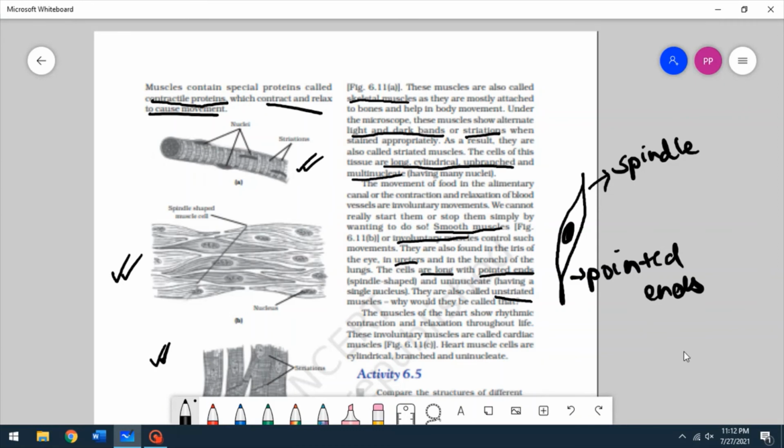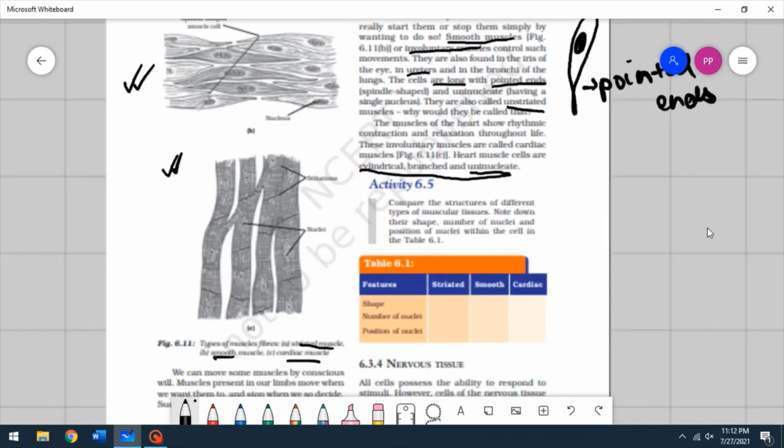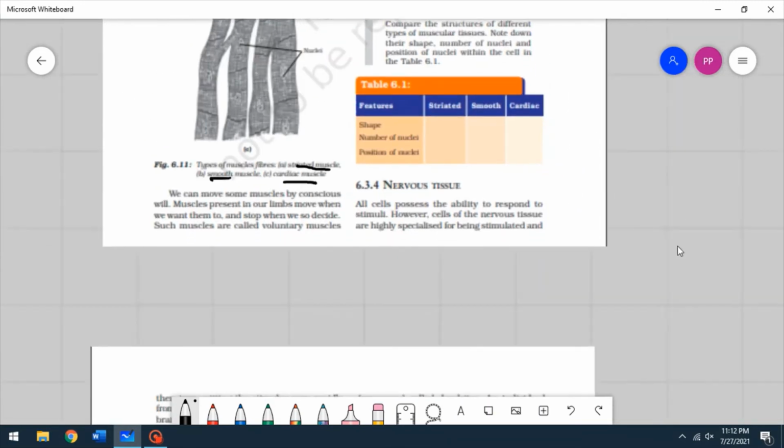So skeletal muscles, also known as striated muscles, control the voluntary actions. Smooth muscles, also known as unstriated muscles, control involuntary actions. And then we have the cardiac muscles that are cylindrical, branched, and uninucleate that control the heartbeat. Those are cardiac muscles. Alright, and then we have nervous tissue.